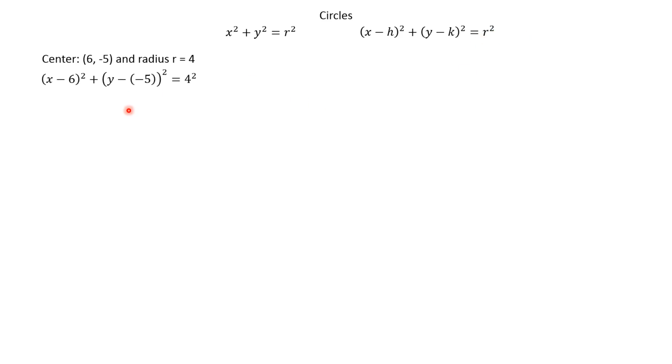We can simplify this a little bit. Y minus negative 5 is just going to be y plus 5. 4 squared is 16. And so we have x minus 6 squared plus y plus 5 squared equals 16. This is where I'd leave it. Don't distribute this out, because first of all, x minus 6 squared is not x squared minus 36. You need the minus 12x in there, then it would be plus 36. And then same thing with the y's. And then it just gets big and complicated.